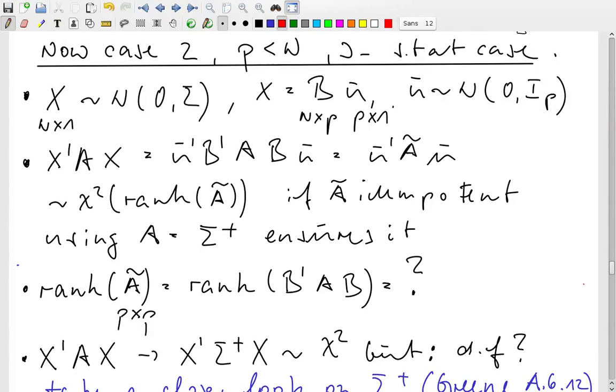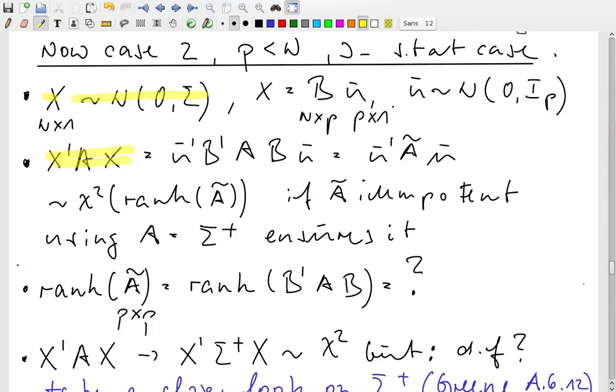Still, we are interested in the distribution of a quadratic form that involves a normal vector x with the mean 0 and variance covariance matrix sigma. So we use that quadratic form, x prime Ax. The question is, under which circumstances does it come out as a chi-square distributed quadratic form?